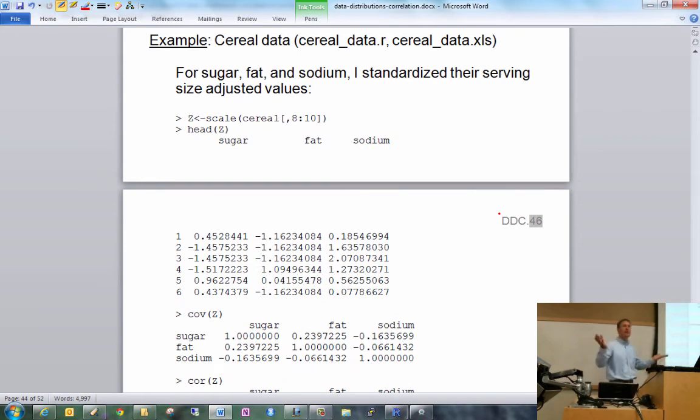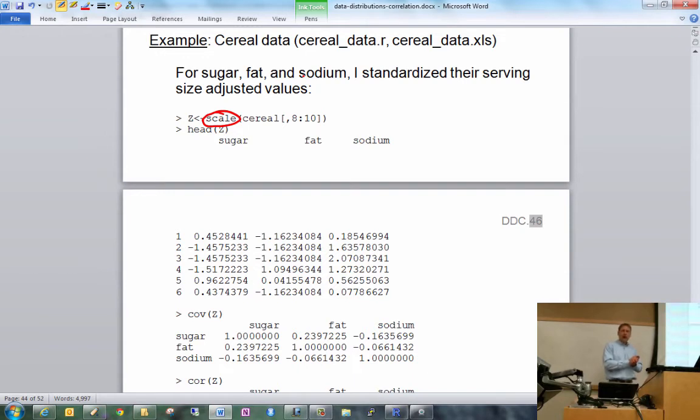So how can we do this in R? It's not too difficult. Here's the cereal data. I'm going to work with the sugar, fat, and sodium variables. These have been adjusted for the serving size, as we've done before. To standardize your data, simply, you can use the scale function. So say scale, the variables of interest, and I put the results into an object called Z, and there's the first 6 standardized observations.